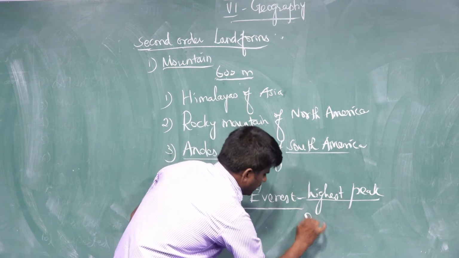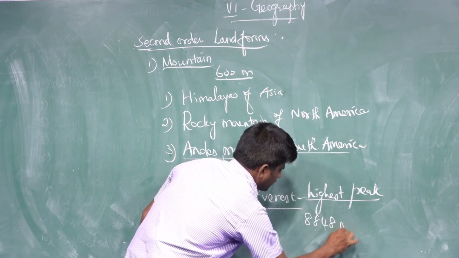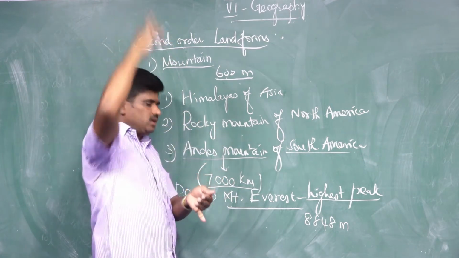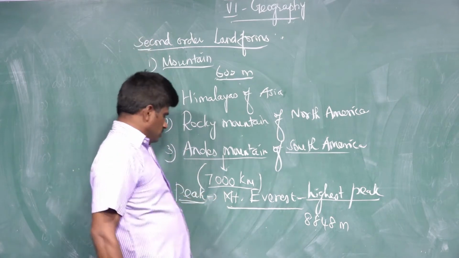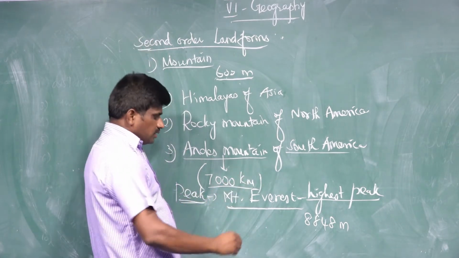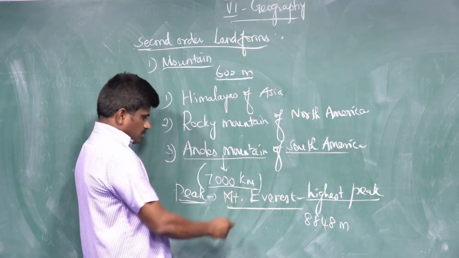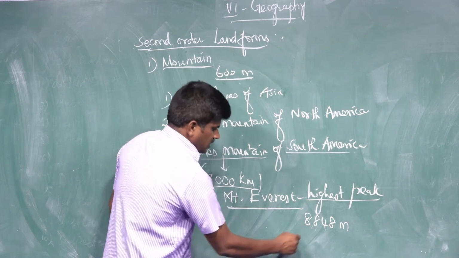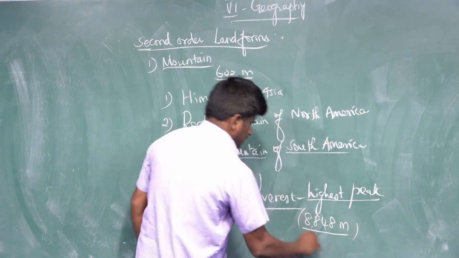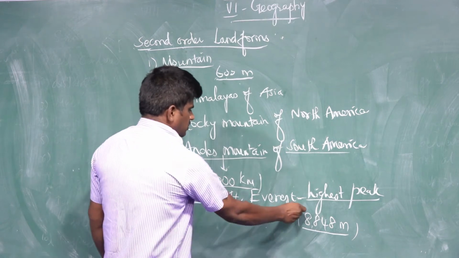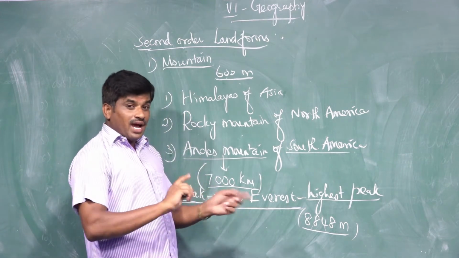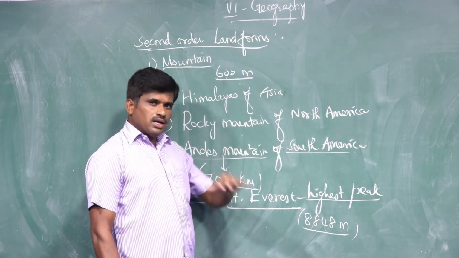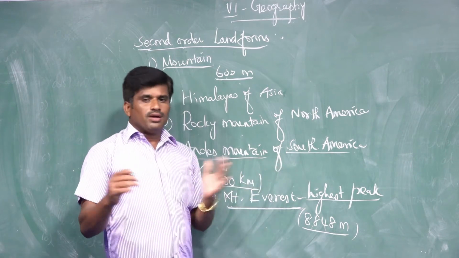Its height is 8,848 meters. In mountain ranges, the point which is highest is called a peak. An important peak is Mount Everest, the highest peak in the world. Its height is 8,848 meters. Where is Mount Everest located? It is located between Nepal and China.